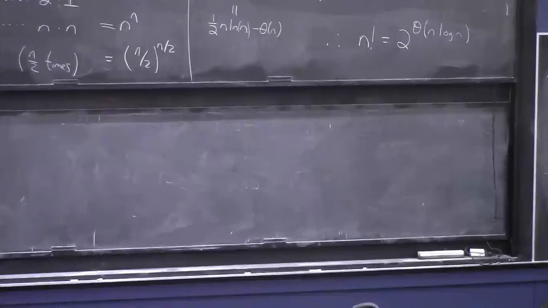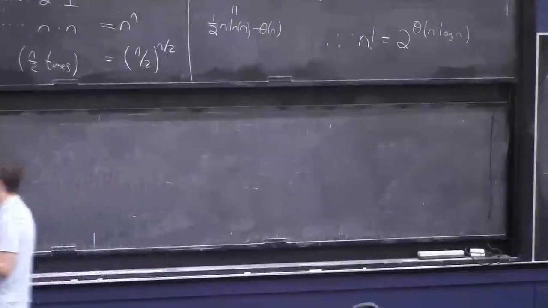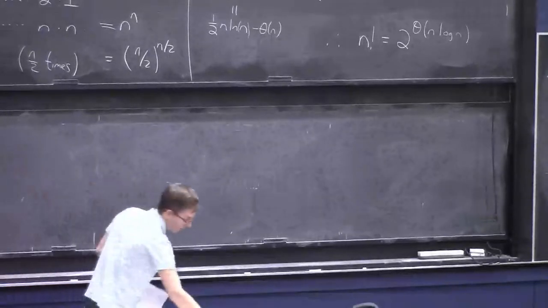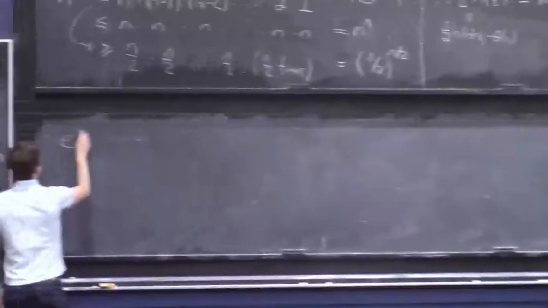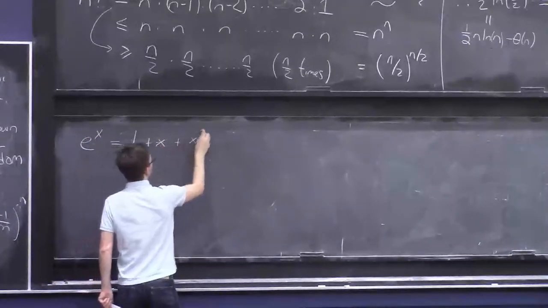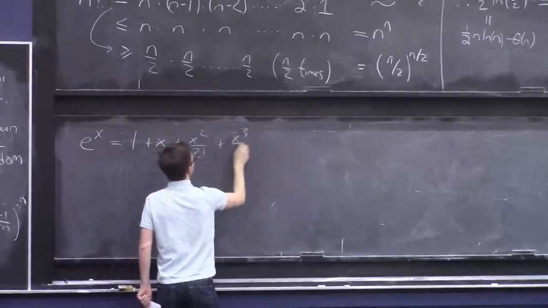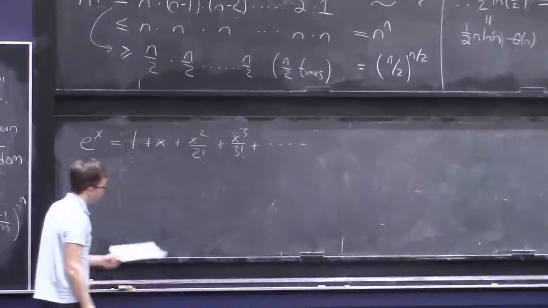But before we get to that, I'm going to show you one more ad hoc bound, which is still really simple and gives a very good bound. So this ad hoc bound will be based on our favorite Taylor series. I know it's your favorite Taylor series, namely the one for e to the x. So this is a fact: e to the x is 1 plus x plus x squared over 2 factorial, plus x cubed over 3 factorial, plus etc. And this holds for all real x.